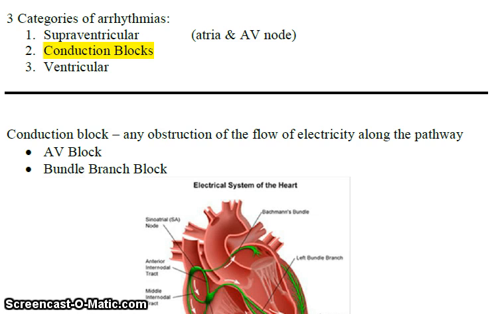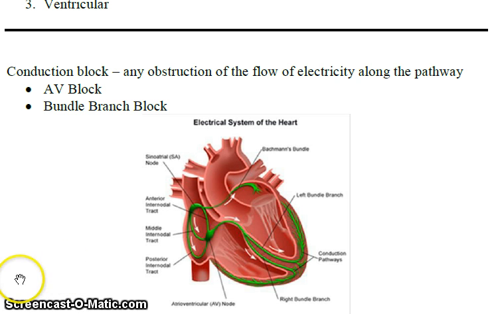There are three categories of arrhythmias: the supraventricular arrhythmias, arrhythmias that originate above the ventricles, conduction blocks, and then ventricular arrhythmias. This lecture is about conduction block. A conduction block is any obstruction of the flow of electricity along the pathway.